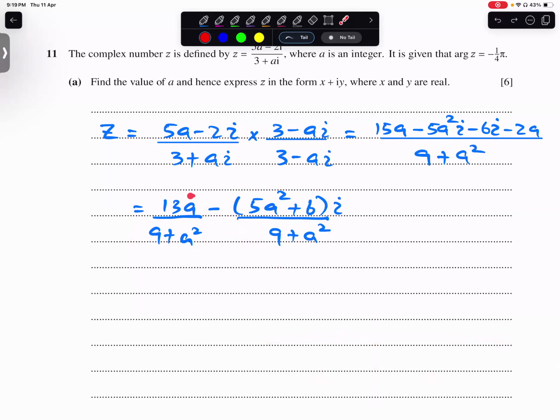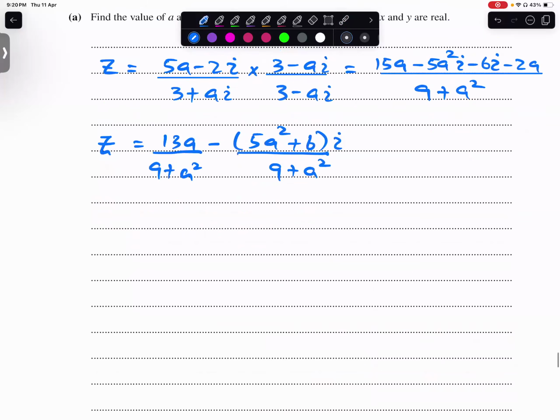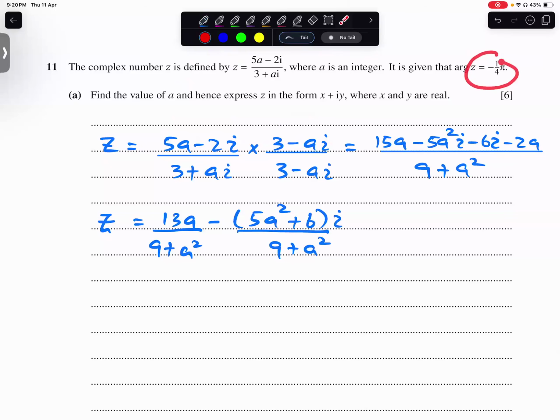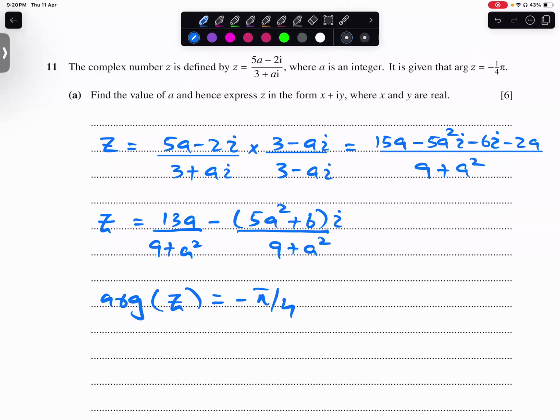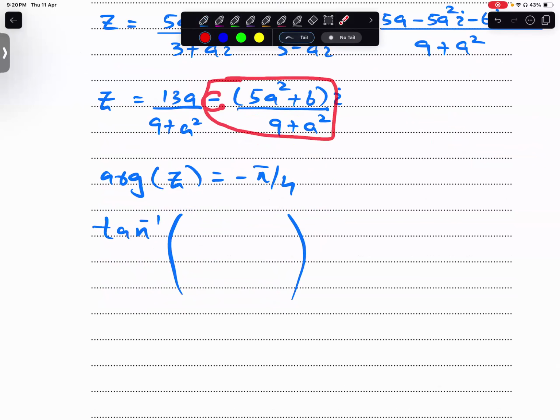Next, depending upon a, I don't know what is a. So sometimes when you have some unknown in z, in that case, while applying the argument, you always consider the first quadrant. Do not look at this value. So argument of z is given as minus pi by 4. So you will apply the argument formula, that is tan inverse of y over x, but in this case, you will consider this whole thing as y. Do not ignore this negative sign.